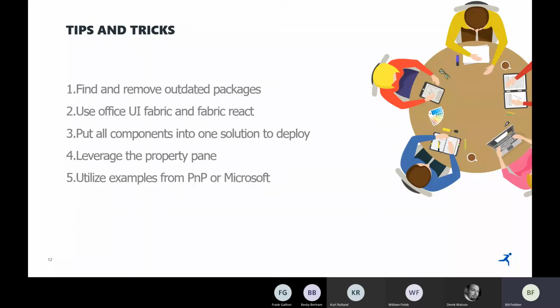Leverage the property pane. As you're doing web parts, you can't really do it for custom extensions, but for a web part, let the users select some of the properties that they want to choose. I can actually show one of these property panes on a solution that's deployed in my own dev environment, so we can talk about that as we get there.